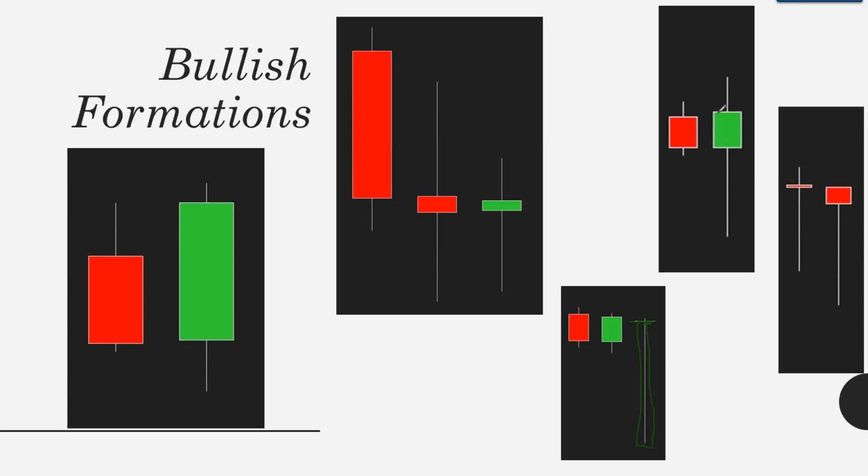In this one, they open, they push it down, make a new low, buyers step in, and then they push it right back up. This formation, they open, they make a low, then buyers step in and they push it right back up. Those are the formations that I'm actually looking for.